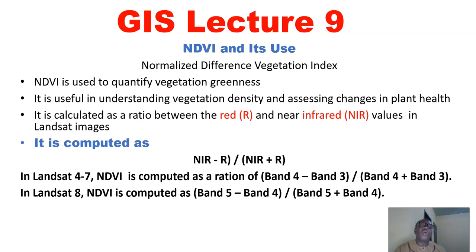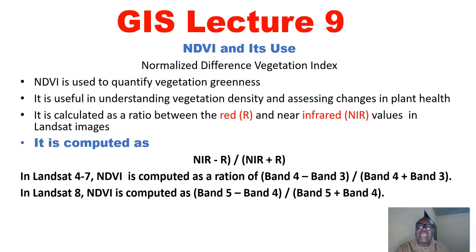And you can use that to compare the vegetation in one area to vegetation in another area. You can also use it to compare the vegetation in the past with the current situation of vegetation. We can use it to check the level of deforestation or the level of vegetation degradation that is taking place, because NDVI is a measure of greenness of the vegetation.